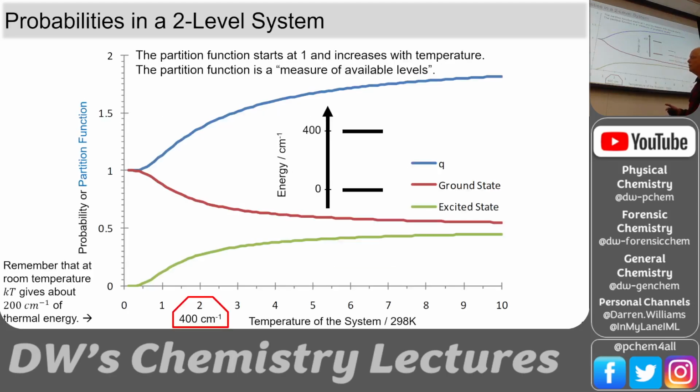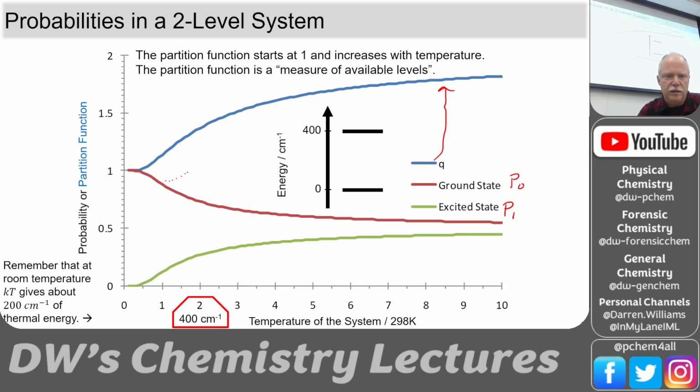So here's a complicated graph, but let me walk you through it. Notice here that we have 3 lines plotted. So this is a plot of Q right here. And then the probability for the excited state, we'll call that P1, and the ground state P0.